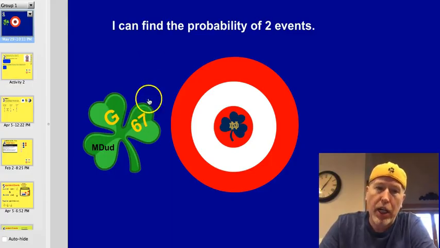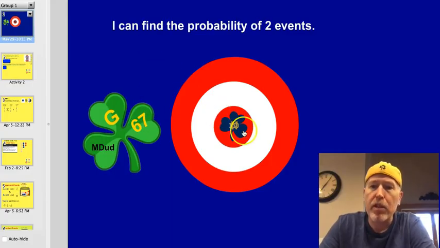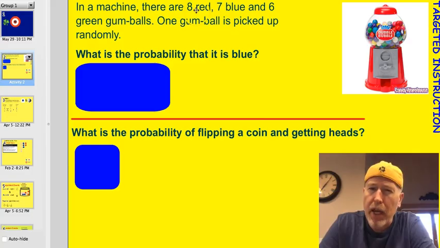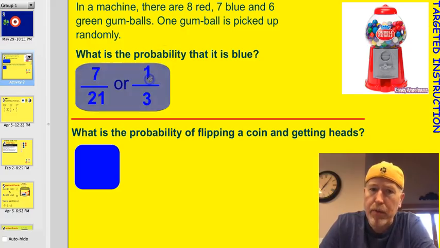Officially tonight our target is I can find the probability of two events. Let's do this thing. Let's start off with some background, just a quick review of probability. Here's a gumball machine with 8 red, 7 blue, and 6 green gumballs. One gumball is picked randomly. What's the probability this is blue?